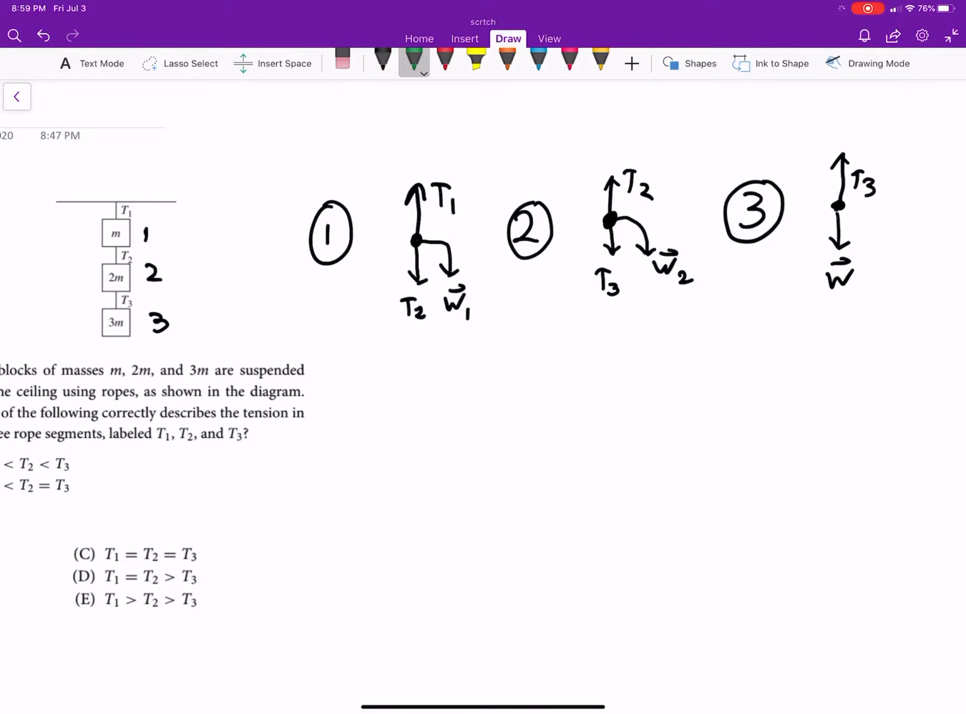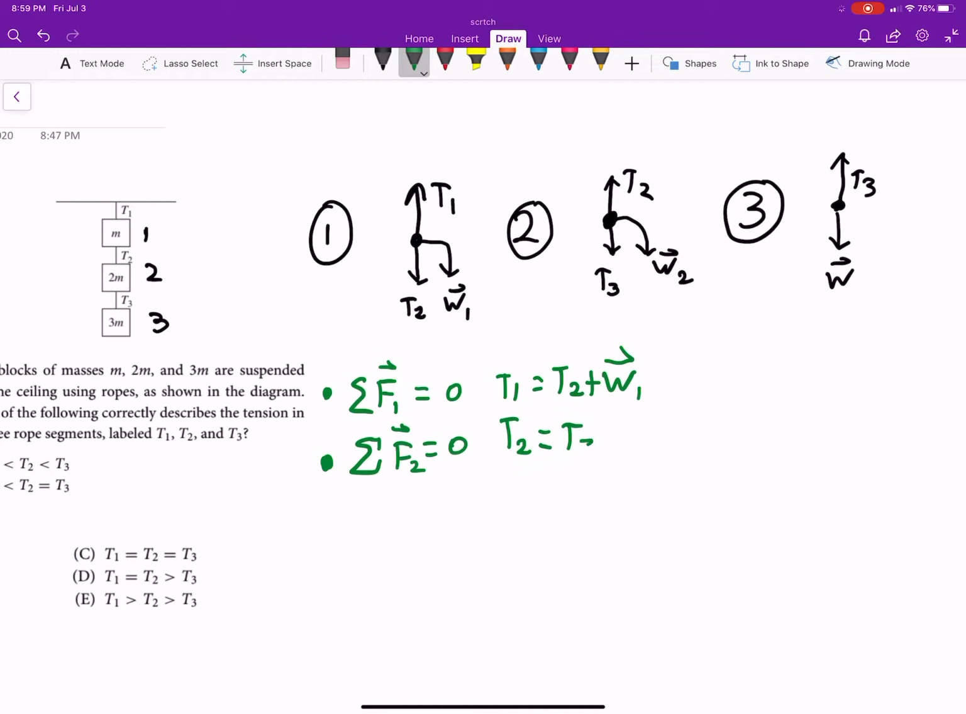And now let's do Newton's second law. The sum of all forces for 1 is equal to 0, which tells us tension 1 equals tension 2 plus the force of gravity for 1. And we can do this for every block. They'll all be equal to 0 because they're not moving. And we'll get an expression for each tension, each segment of the rope.